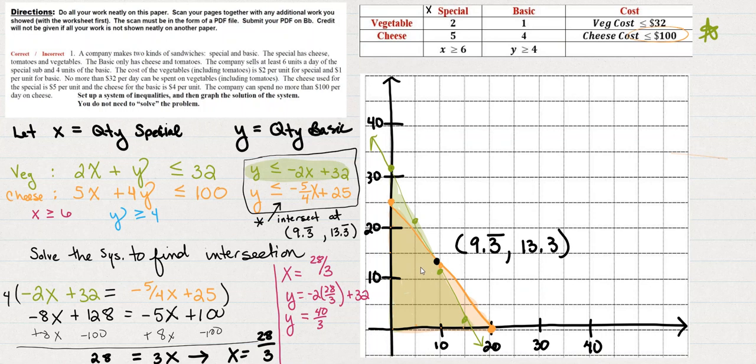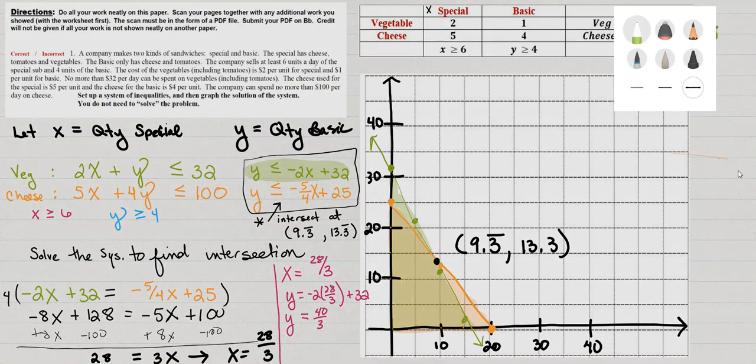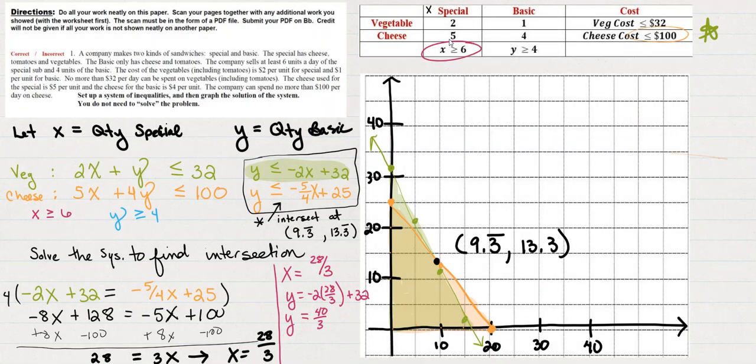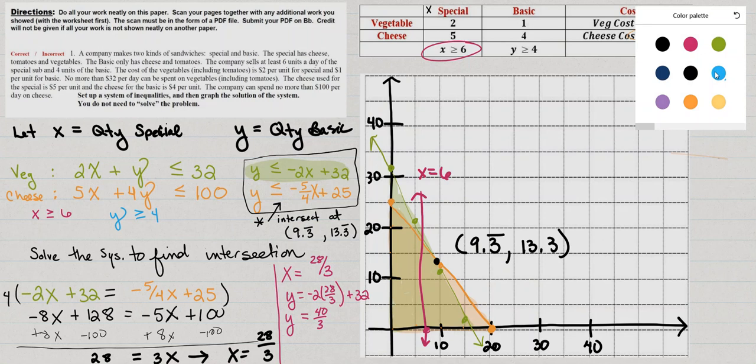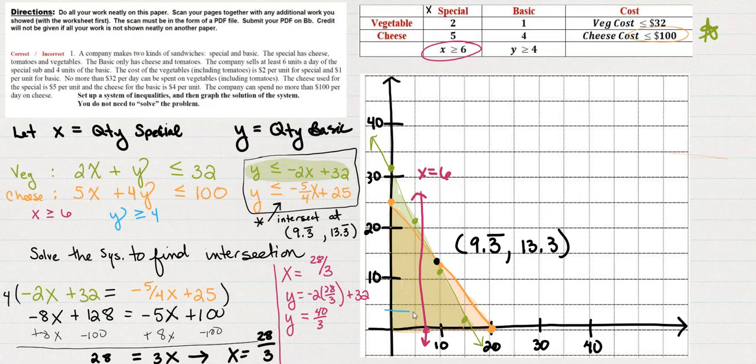And now we have two more constraints to graph. We have x greater than or equal to 6. So here's the line. Oh, I graphed that. I started to graph that as y equals 6, right? But the x equals 6. When x is 6, we get that vertical line. And then we've got our y equals 4, just below the 5 mark. So our y equals 4.